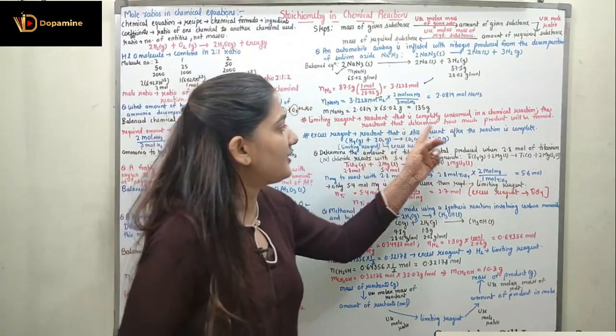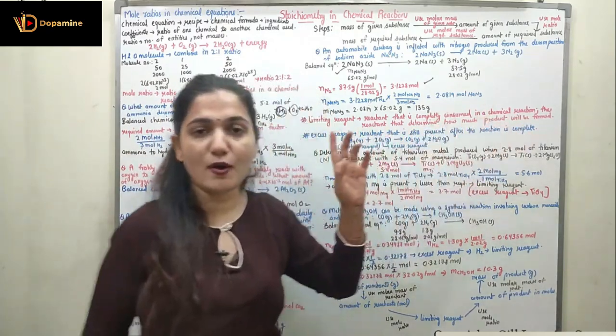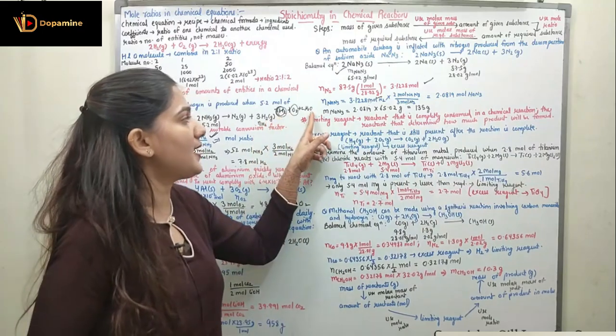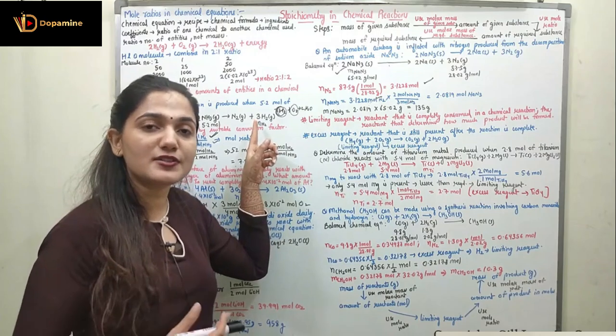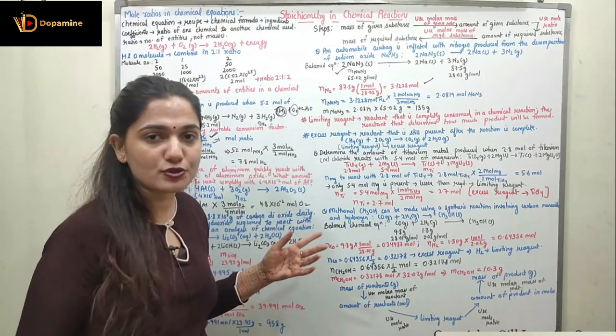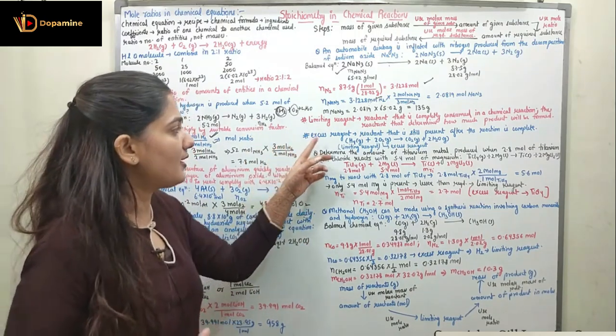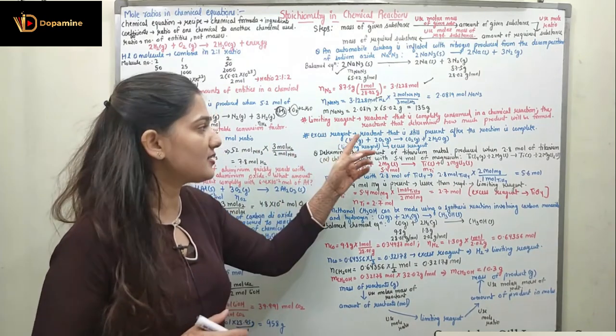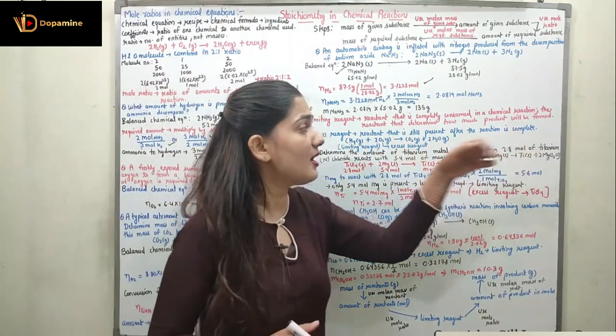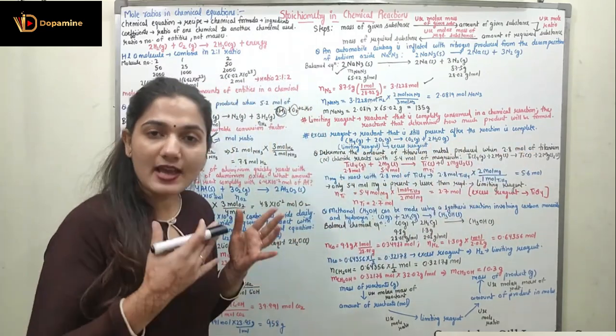The limiting reagent is the reactant that determines how much product will be formed. So here hydrogen determined how much H2O would be produced. After the hydrogen gas was consumed, H2O will not get produced, right? Now coming to the excess reagent. Excess reagent is exactly the opposite. It is the reactant that is still present after the reaction is complete, or which is present in the excess amount.